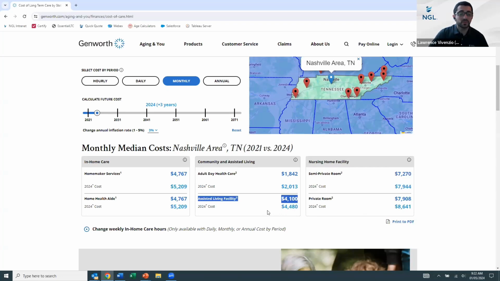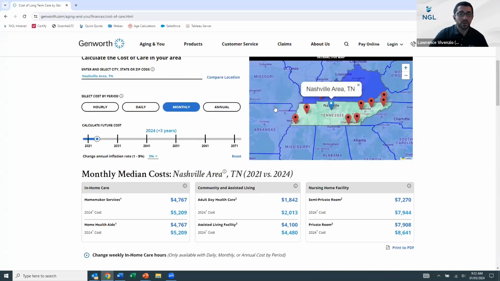So this is a great calculator where you can interactively look at not just where someone lives today, but where they plan to retire, and look at that local cost of care and see what you can do to customize this context part of the conversation with them, okay? Now, again, most people never end up here.